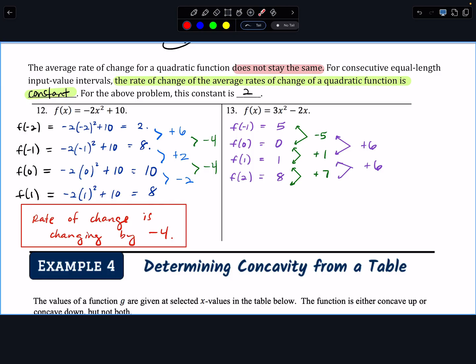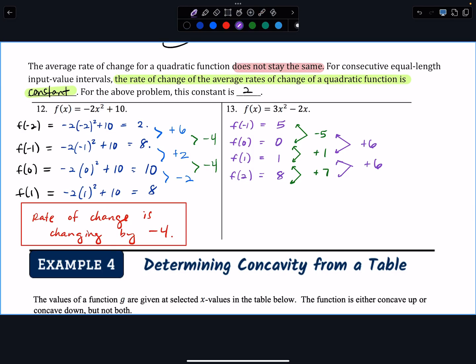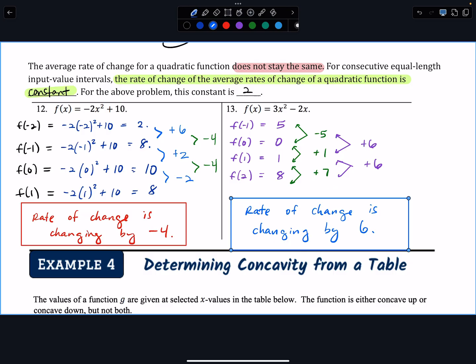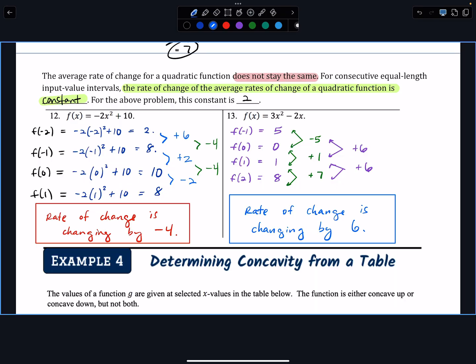Okay? All right. So how am I going to write my answer then? Yes, the rate of change is changing by 6. Okay. Questions on this problem? How do we feel about this? It's not too bad? It is bad?